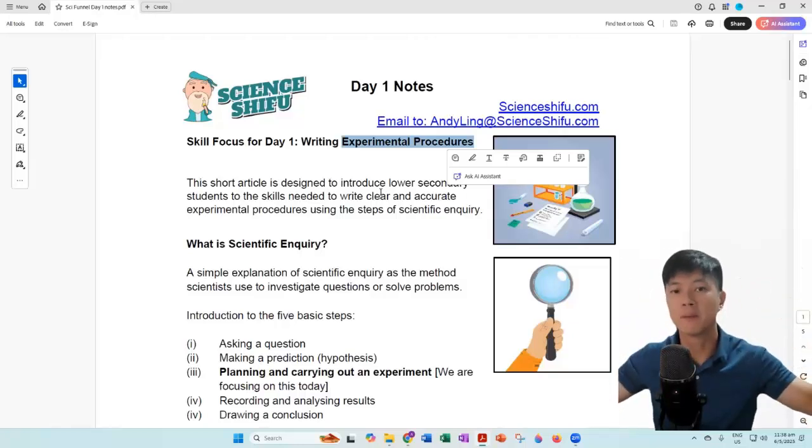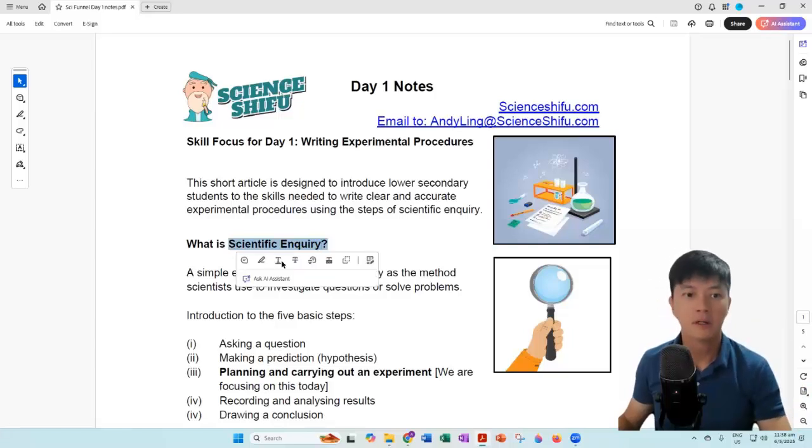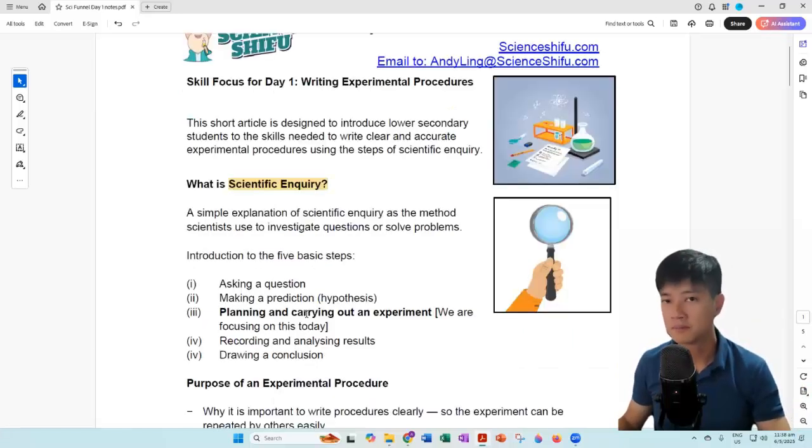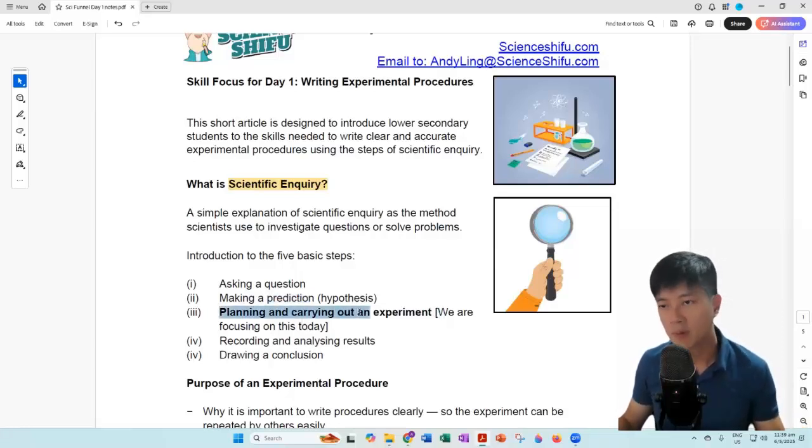All right, where does experimental procedure fit in? Well, as you're aware, in all science experiments, there must always be a scientific inquiry. So what's a scientific inquiry? We begin with noticing a problem, asking a question, and then we make a prediction, like, say, the rougher the surface, the greater the frictional force, the more the object will slow down. So that's a hypothesis, right? A prediction.